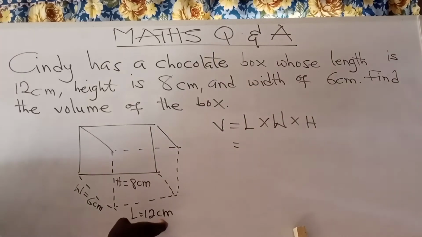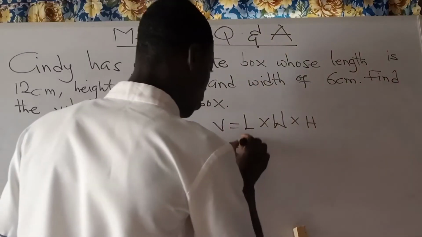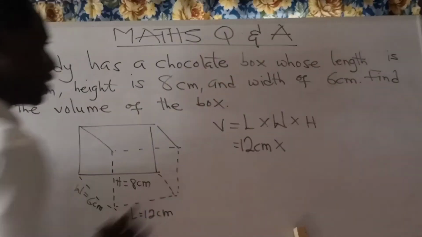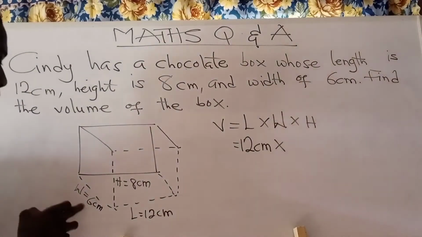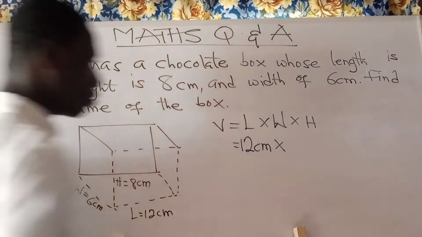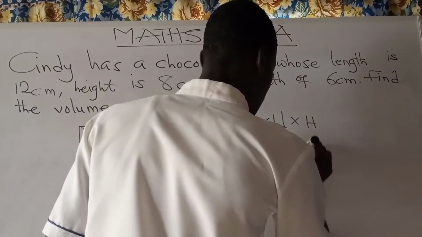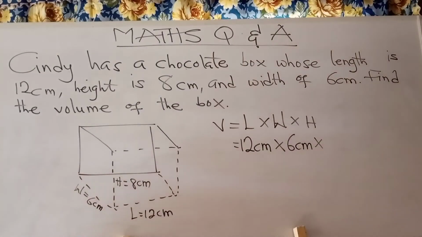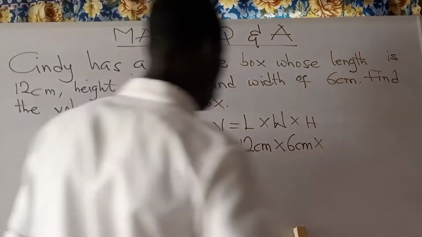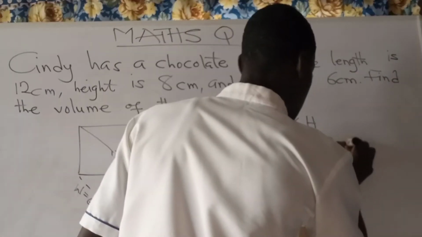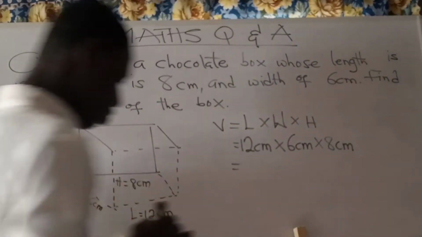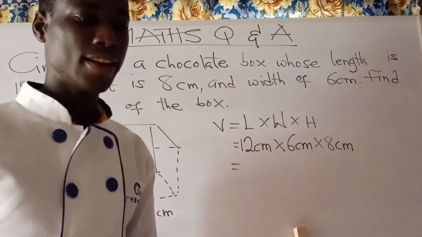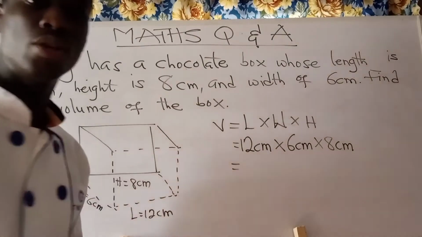What is the length of the given figure? That is 12 centimeters, right? So you write your 12 centimeters. You multiply by what is the width of the given figure? That is 6 centimeters. So you write your 6 centimeters. And then what is the height of the given figure? That one is 8 centimeters. So you write your 8 centimeters.